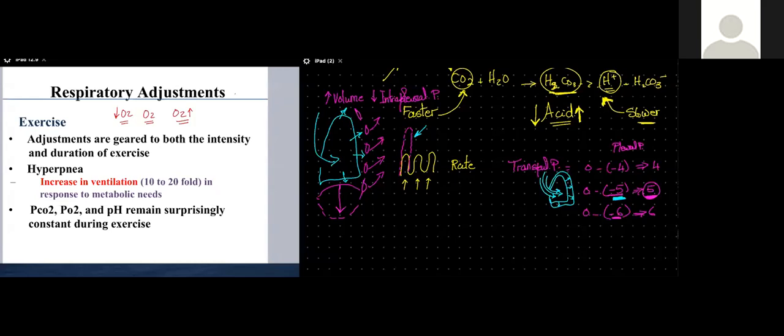So when I contract, when I exercise, my muscles are going to be consuming more or less oxygen? They will consume more oxygen, right? And if I'm consuming more oxygen because I'm contracting my skeletal muscles, what's going to happen to the oxygen levels in my blood if I'm consuming more of the oxygen? Decrease.